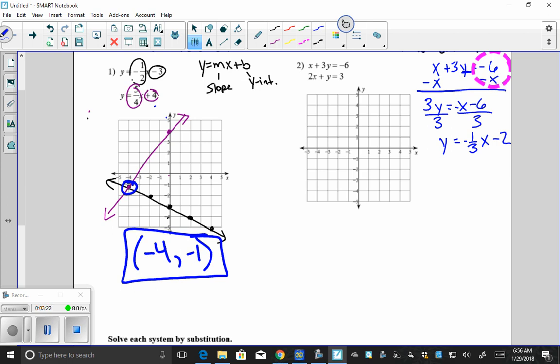So I'm going to go down to -2, and from here I'm going to go down 1, right 3. Down 1, can't go anymore, so I go the opposite way. I'm going to go up 1, left 3. Up 1, can't go anymore, connect them.